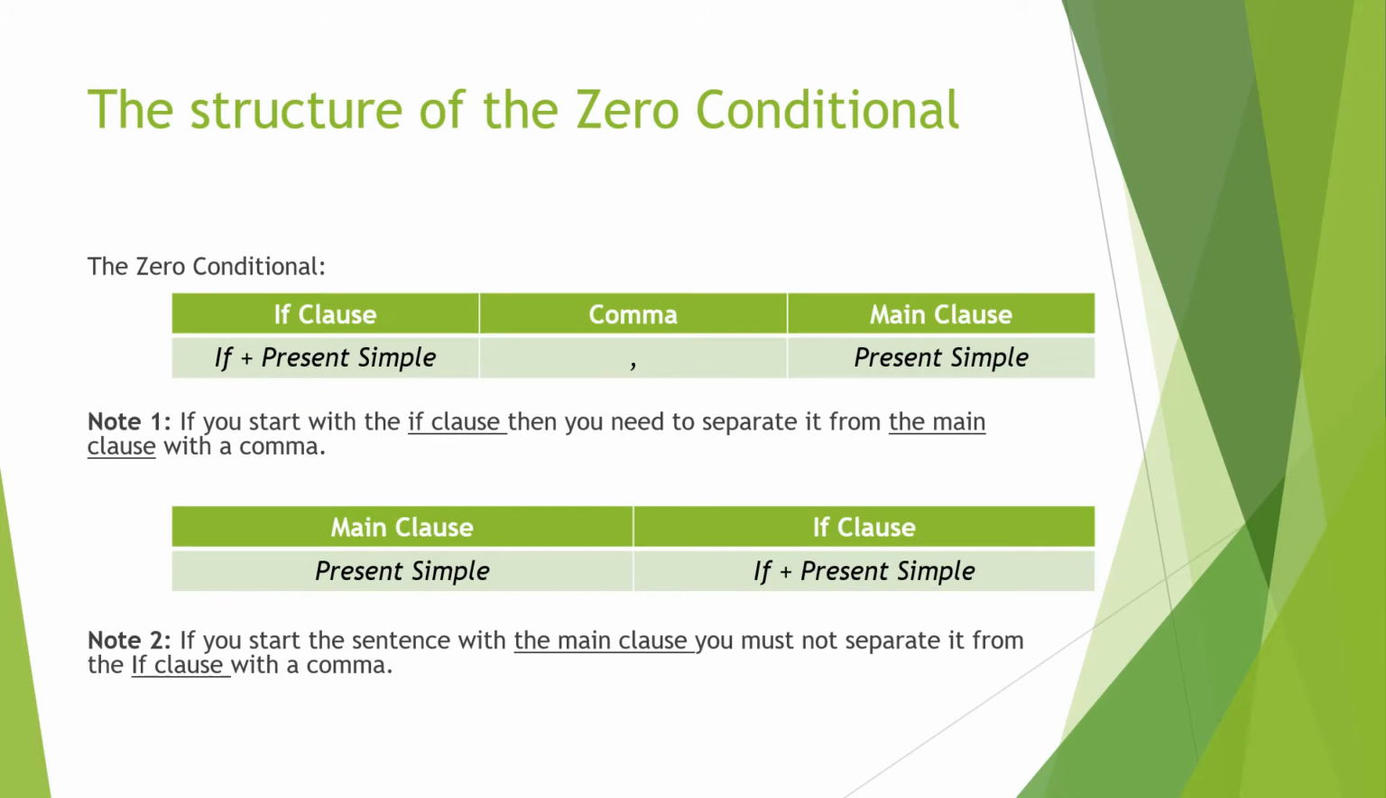The structure of the zero conditional. You will notice that the if clause and the main clause use the present simple. That's because we use the present simple when we're talking about things that are true or that are facts. You will notice also that we use a comma after the if clause. But if you start your sentence with a main clause, then you do not have to use a comma. So, if you start with an if clause, it is if plus present simple, comma, present simple. If you start with the main clause, it's present simple, if plus present simple.